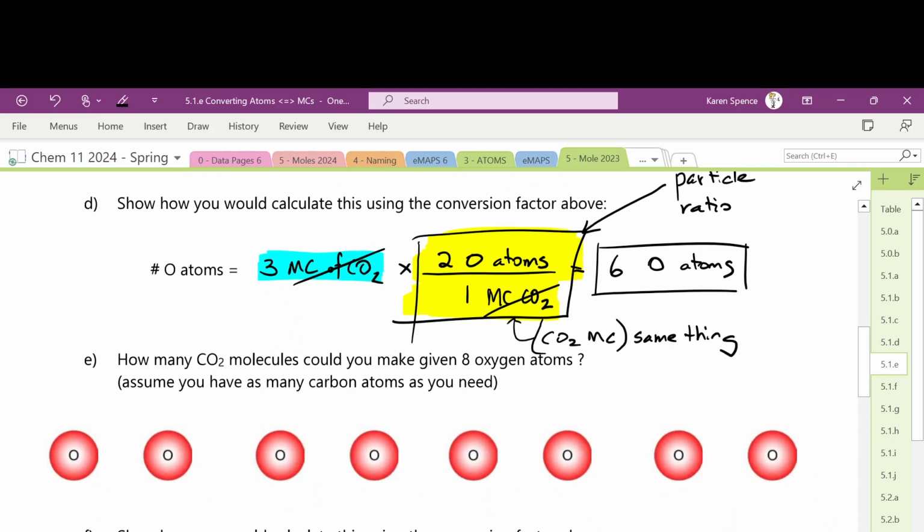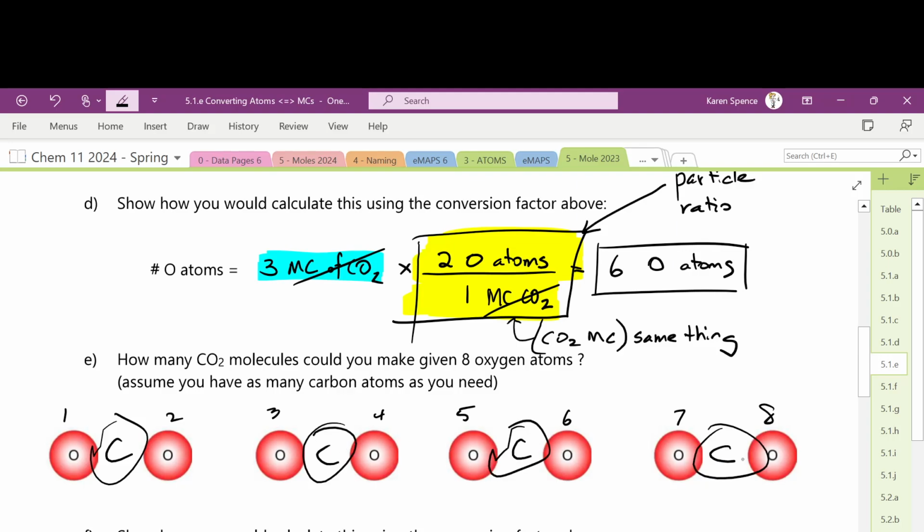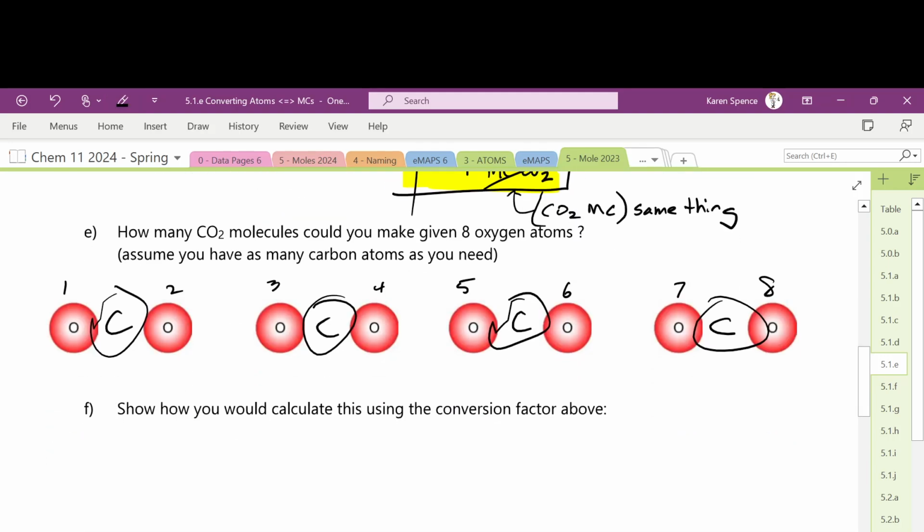Now we're going to get a little crazier. How many CO2 molecules could you make if you were given 8 oxygen atoms? 1, 2, 3, 4, 5, 6, 7, 8 oxygen atoms. How many CO2s could you make? You could make 4 because you could put a C here and a C here and a C here and a C here. We can make 4 CO2 molecules.